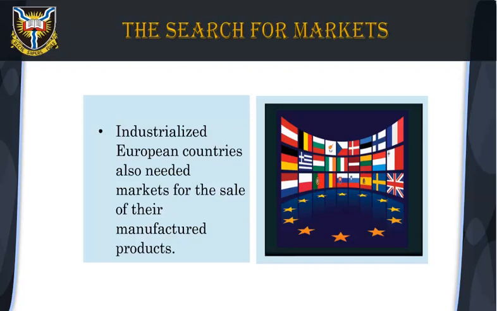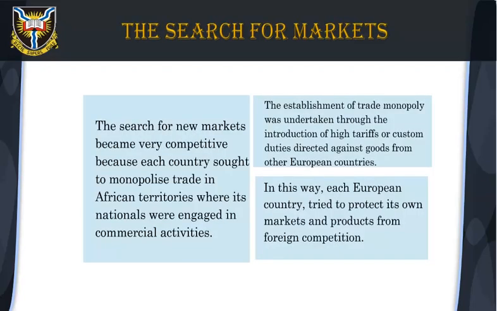The search for markets. Industrialized European countries also needed markets for the sale of their manufactured products. The search for new markets became very competitive because each country sought to monopolize trade in African territories where its nationals were engaged in commercial activities. The establishment of trade monopoly was undertaken through the introduction of high tariffs or custom duties directed against goods from other European countries. In this way, each European country tried to protect its own markets and products from foreign competition.